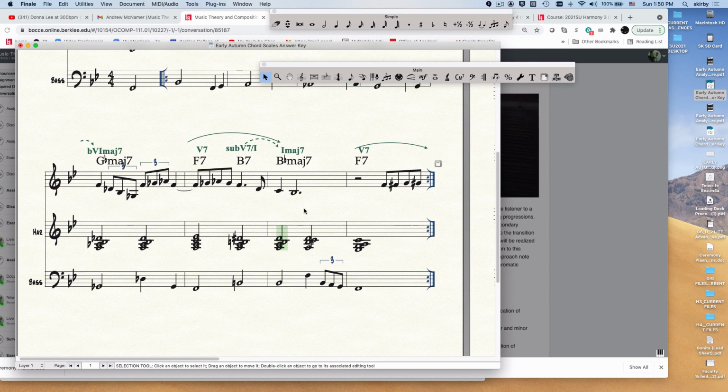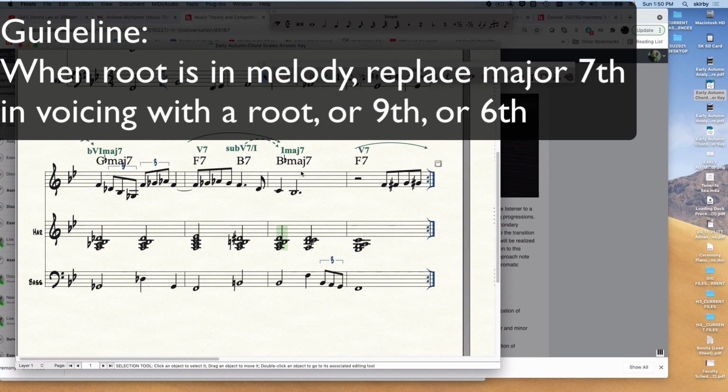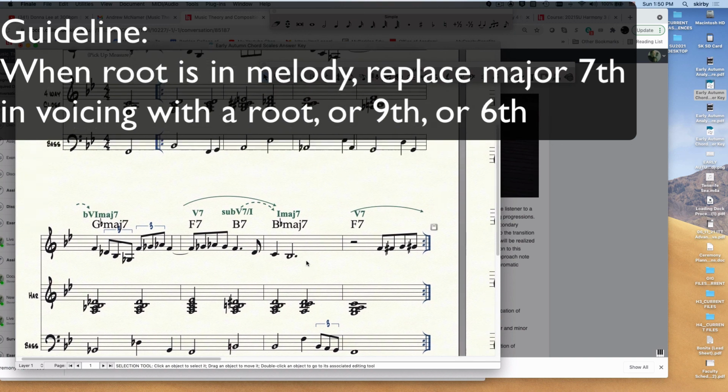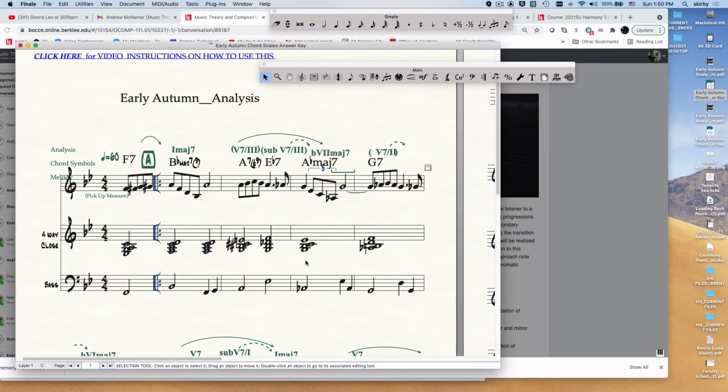This isn't too bad when it's in the same octave, but when it's an octave higher, it can sound really dissonant. So, when you have a root in your melody and you're using a major 7 chord as your accompaniment, be careful about that major 7. Sometimes it's a good idea to just replace that major 7 with either a 6, a root, or a 9. Okay, so those are the guidelines for getting a workable accompaniment that sounds full and stays out of the way of the melody.